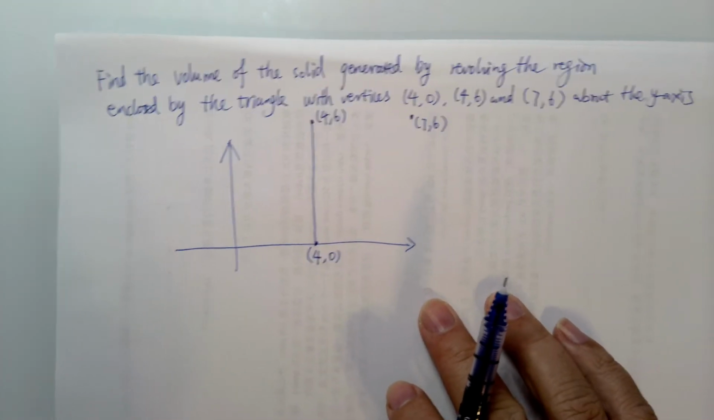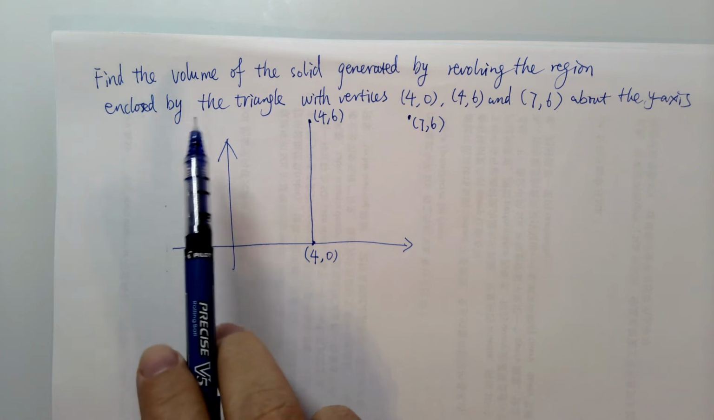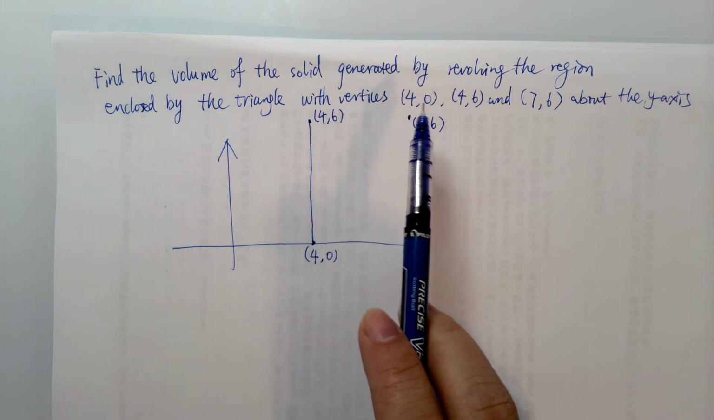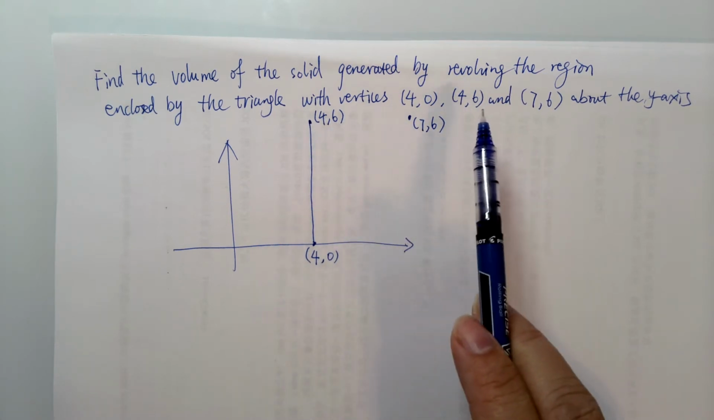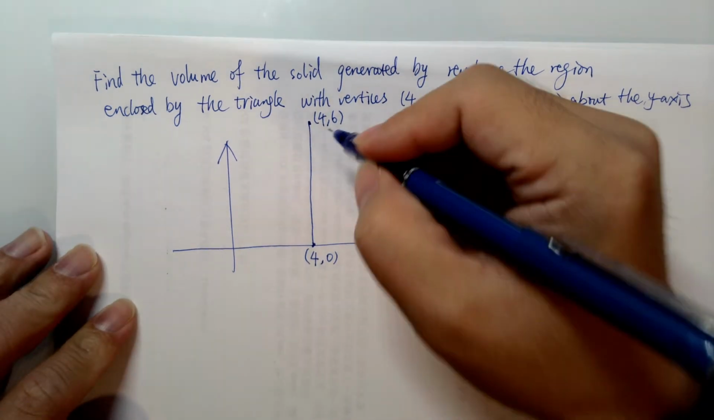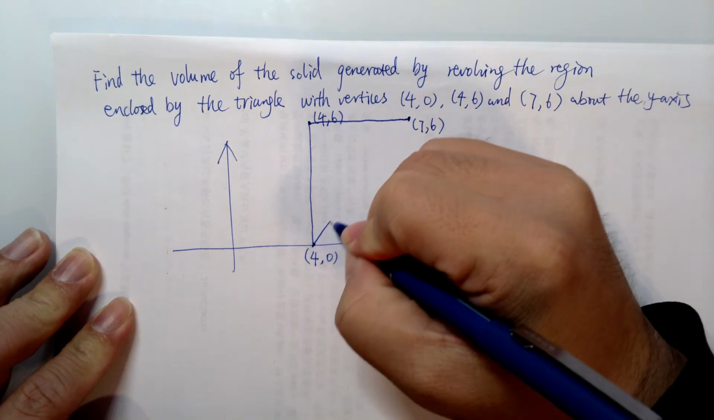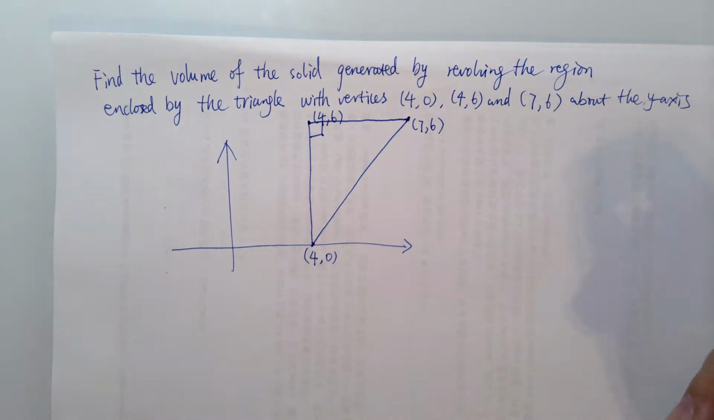Okay, so now look at another example. Find the volume of a solid generated by revolving the region enclosed by the triangle with vertices (4, 0) right here, (4, 6) right here, and (7, 6) which is right here. Okay, so it turns out this is a triangle, right? This is 90 degrees.